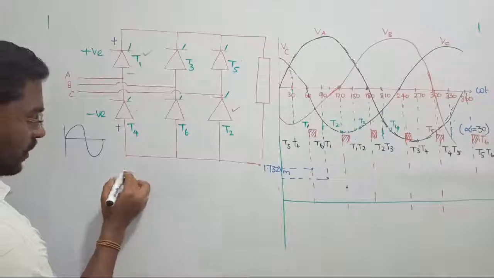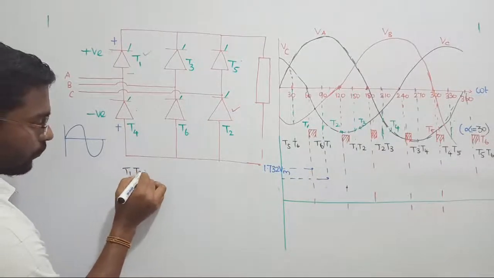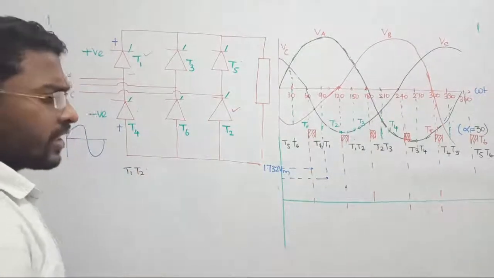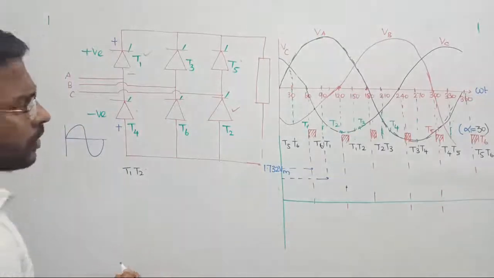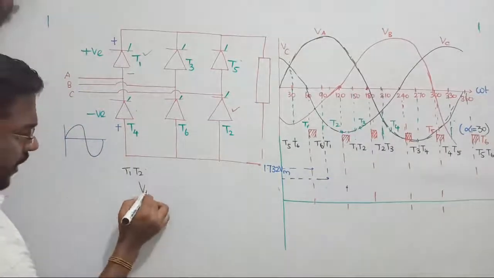So we are going to consider T1 and T2. Clear? Now T1, T2 once again, if you are estimating the value, what will happen? T1, that is VA.